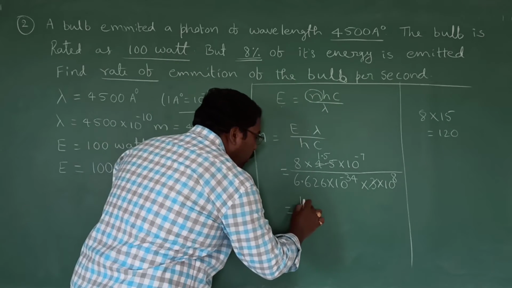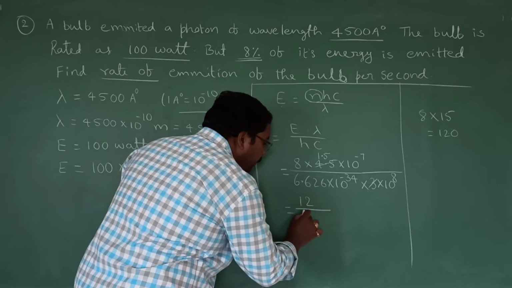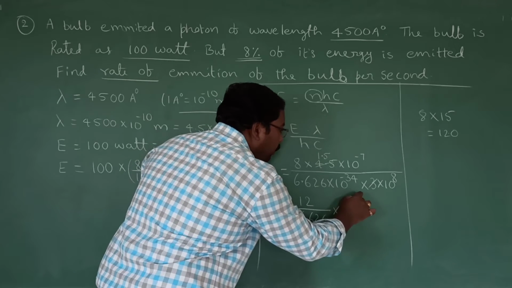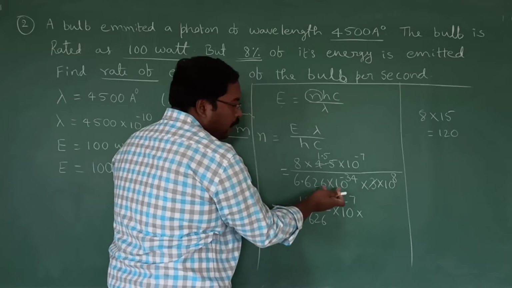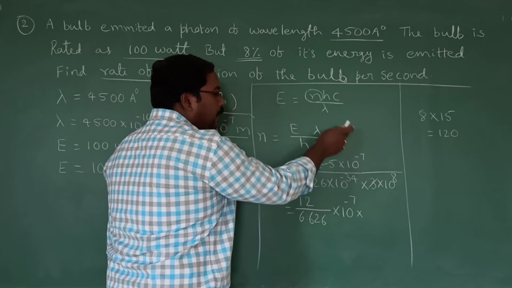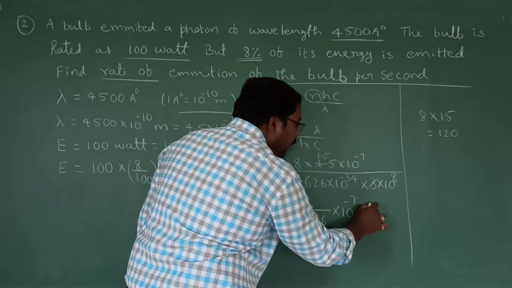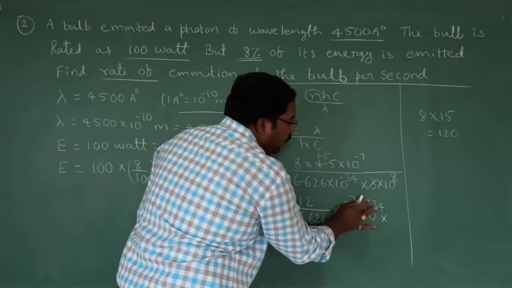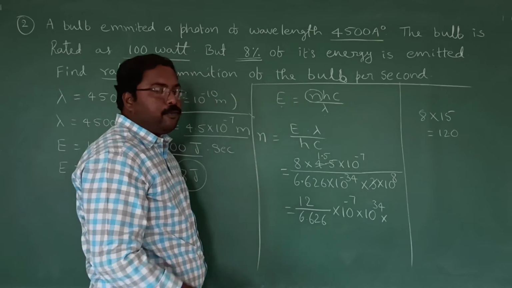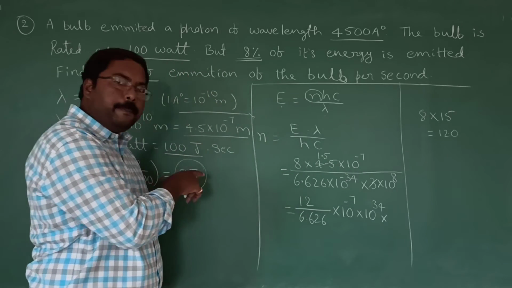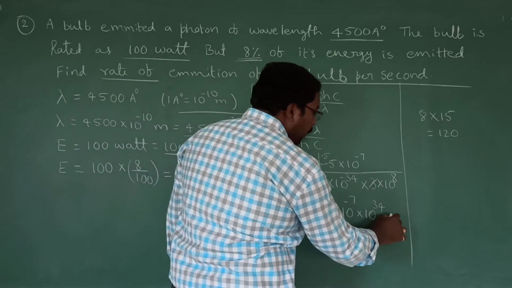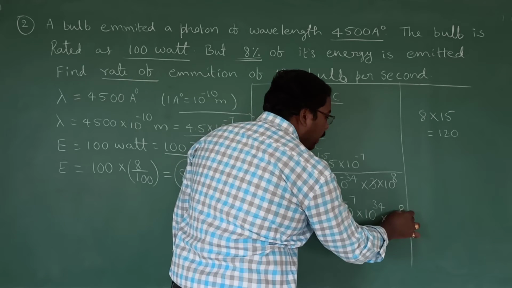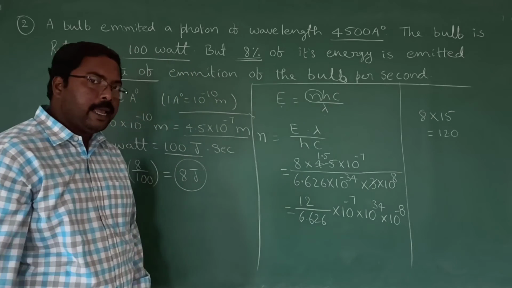So 12 divided by 6.626 into 10 to the power minus 7. Now when 10 to the power minus 34 comes to the numerator, it will be 10 to the power plus 34. Okay? In the denominator it is minus 34. When it comes to the numerator, it will be plus 34. 10 to the power plus 8 when it comes to the numerator will become 10 to the power minus 8.